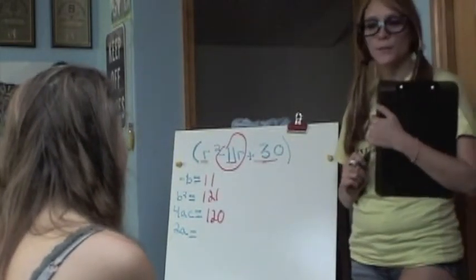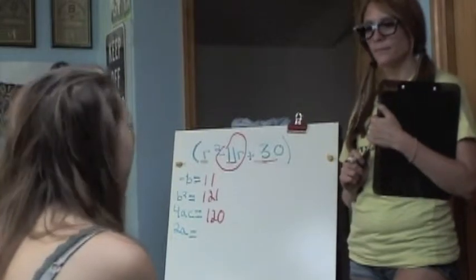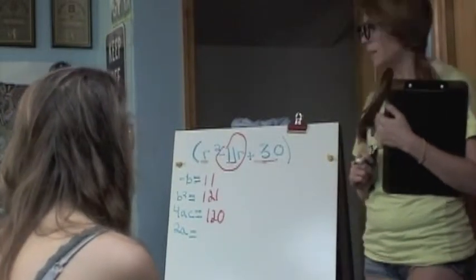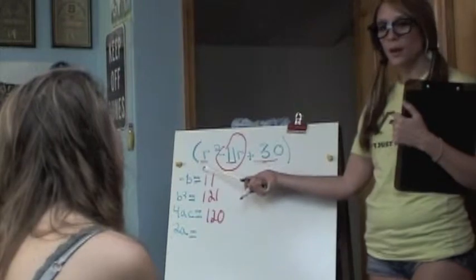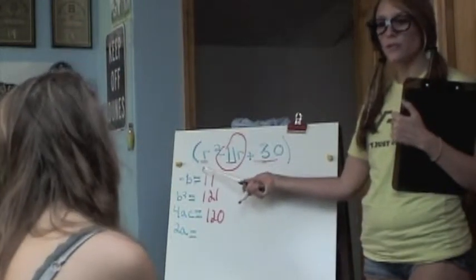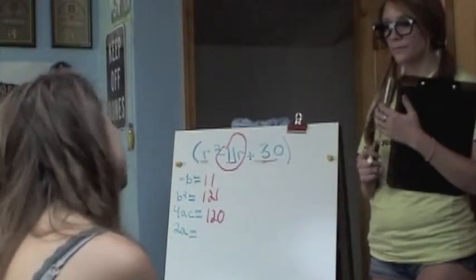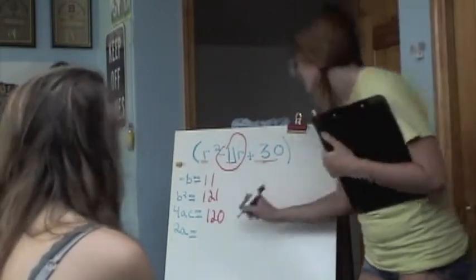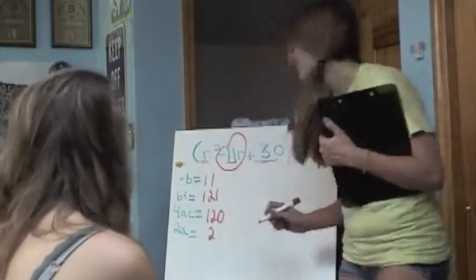What is the value of 2a? You said a is 1, right? a is 1 because there is simply an r squared. The coefficient of r squared is 1. So 2. 2 is correct. I think I'm starting to get this math thing.